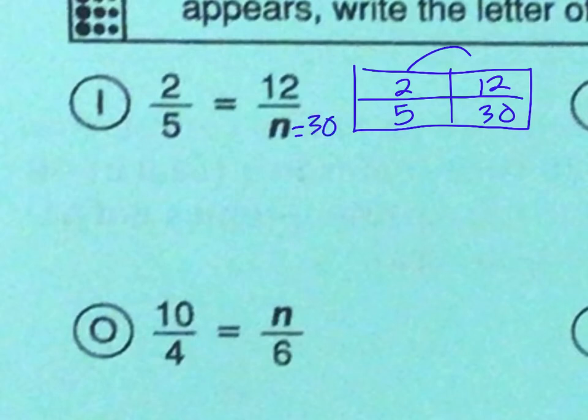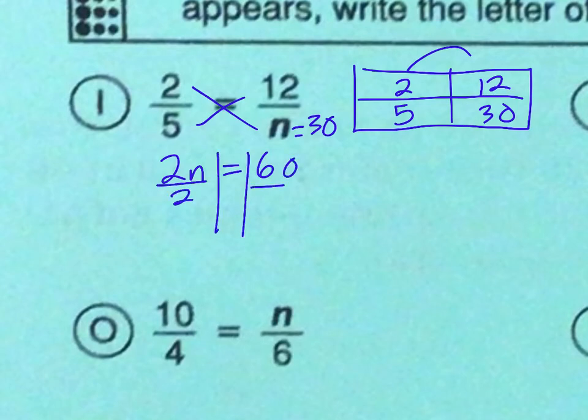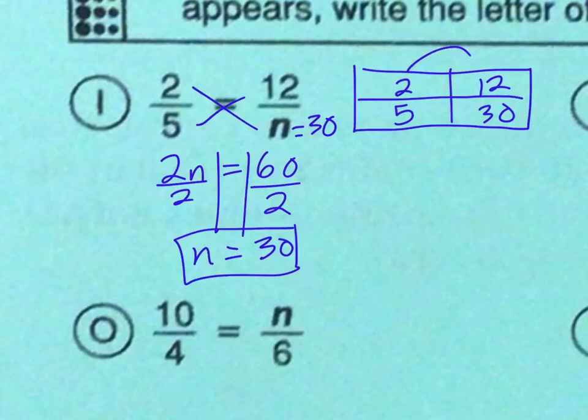So you can use that way, or you can use this way. 2 times n, 2n, 5 times 12, 60. Divide by 2, divide by 2. I get n equals 30. So it is up to you which way you want to do this.